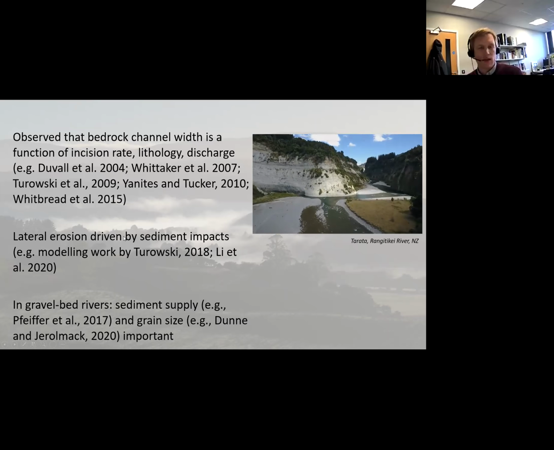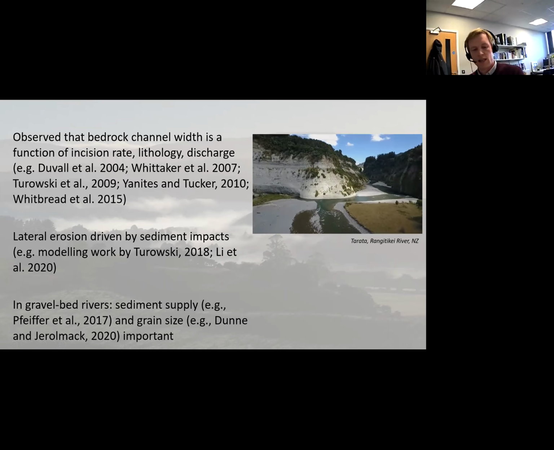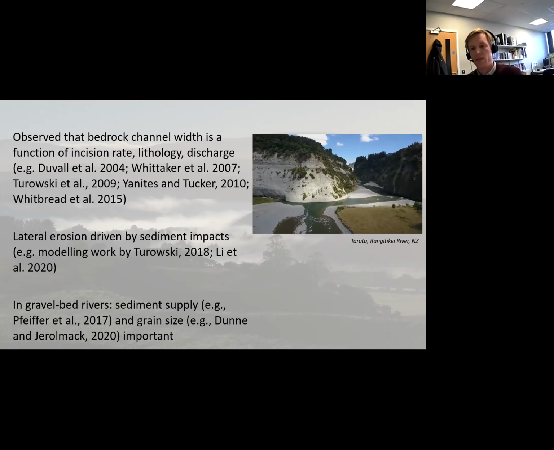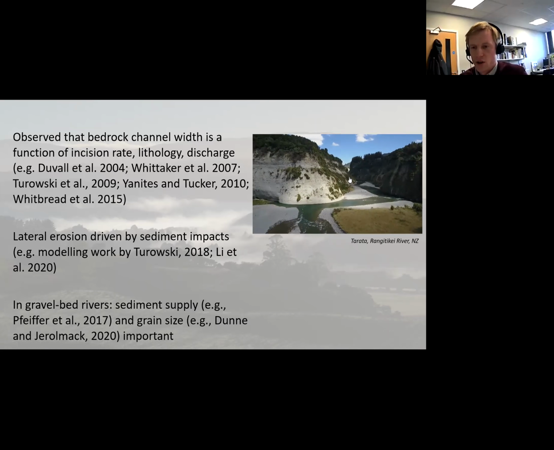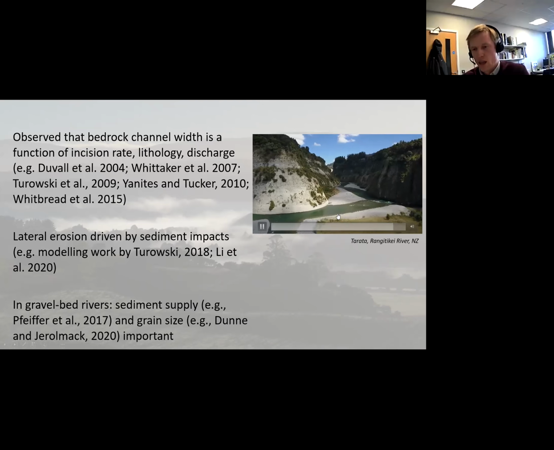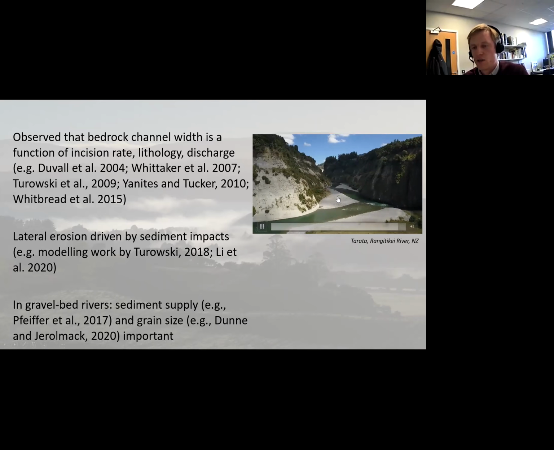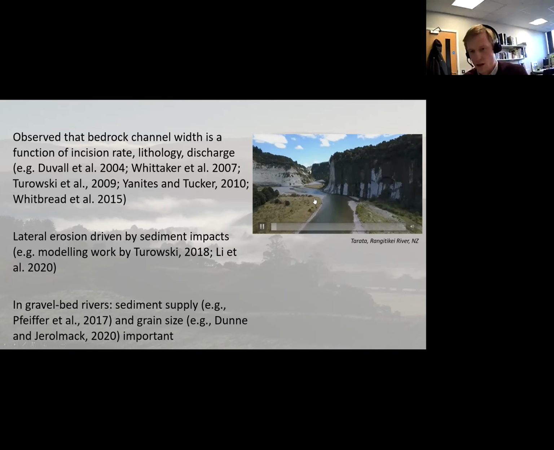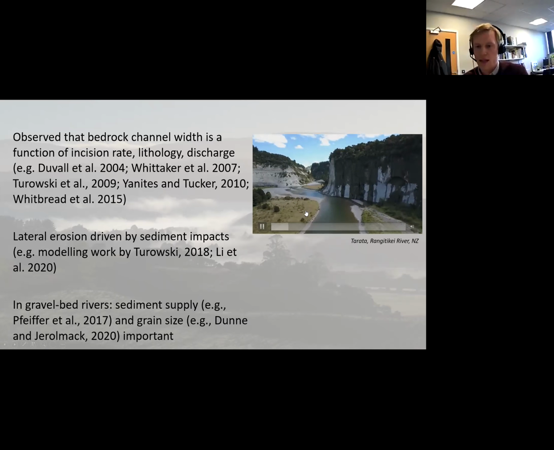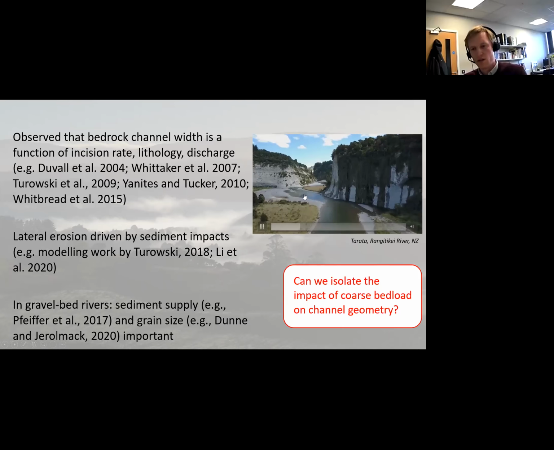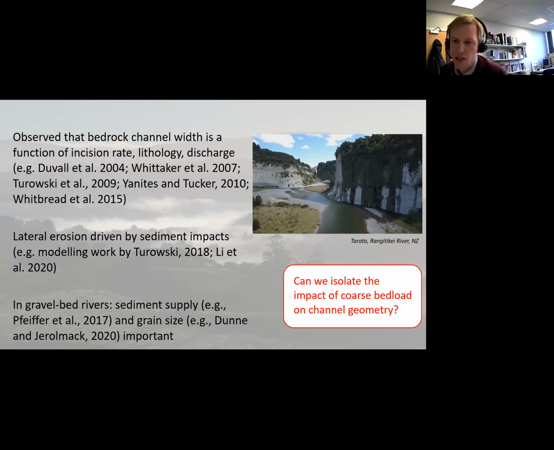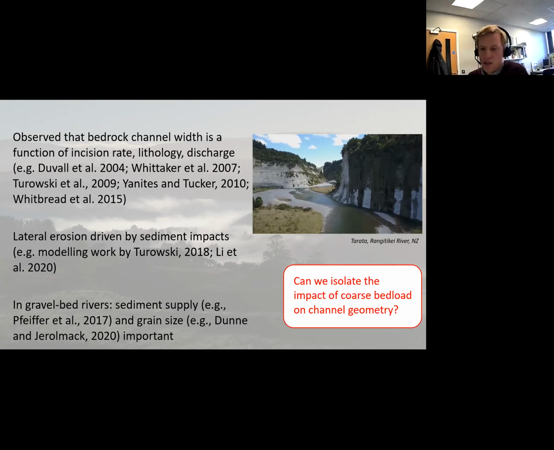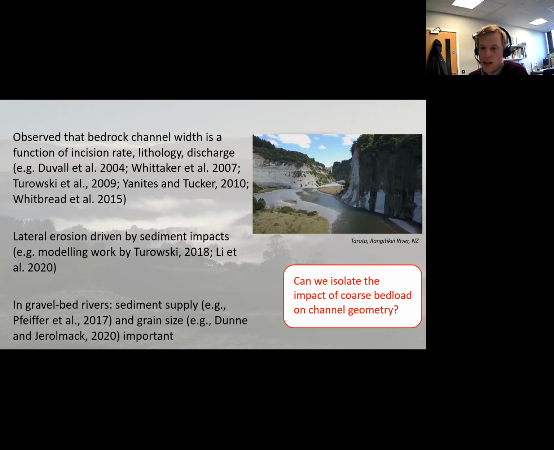So this work that I'm going to talk about today has a relatively simple aim. As you can see in this nice drone video of the Rangitikei River, sediment's pretty critical to this system. We have the channel, we have different bars in the system, we have undercutting of the cliffs, which is then collapsing here. We have different vegetated small terraces within the channel. So the aim of this work is essentially trying to isolate the impact of coarse bedload on channel geometry.